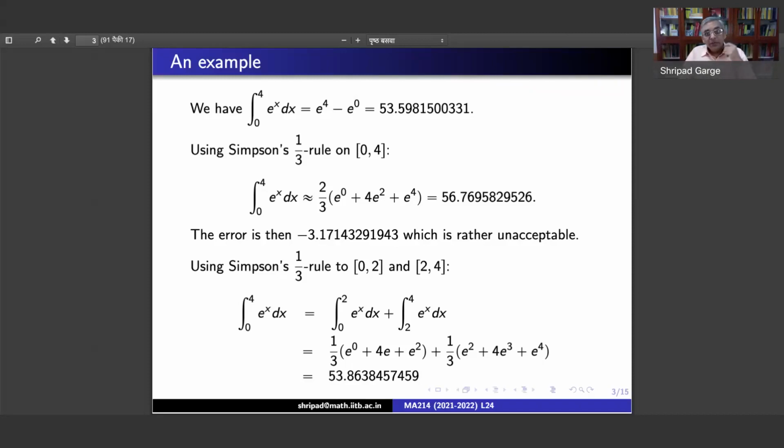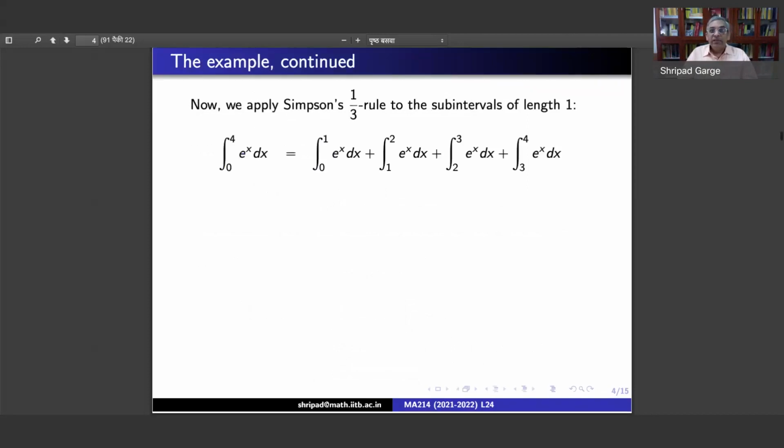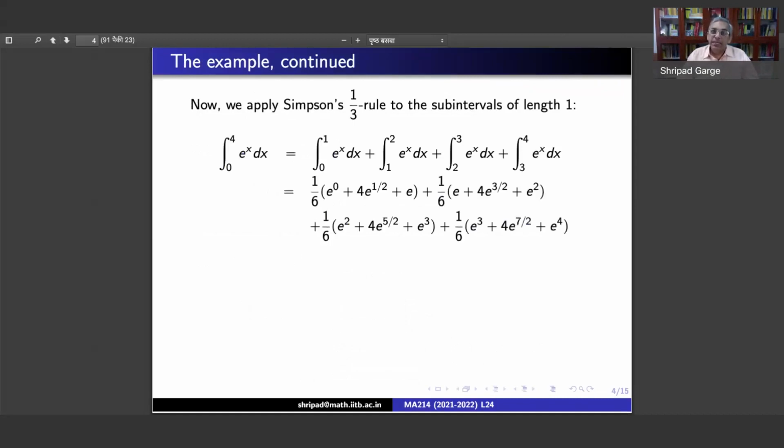Okay, and now let's try to go one step further. We apply Simpson's one-third rule to subintervals of length 1. So we will have them to be 0 to 1, 1 to 2, 2 to 3, and 3 to 4. Now let's apply the rule to all these 4 intervals separately. Now h is 1, and so h by 2 is going to be 1 by 2. And the one-third rule will give you 1 by 3. So you get 1 by 6 as the constant, which you multiply to the formula. And you have those terms coming in, and if you compute the answer, this is now much better.